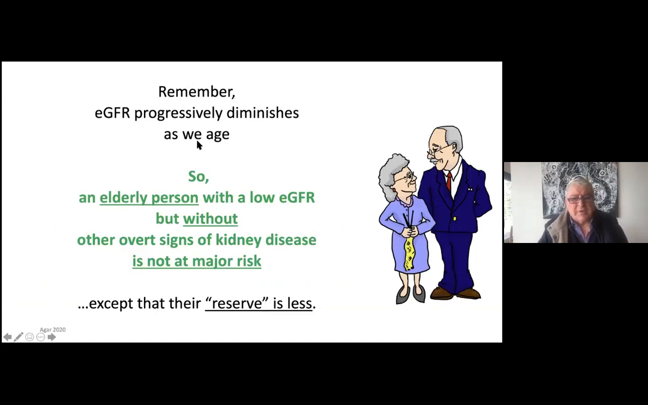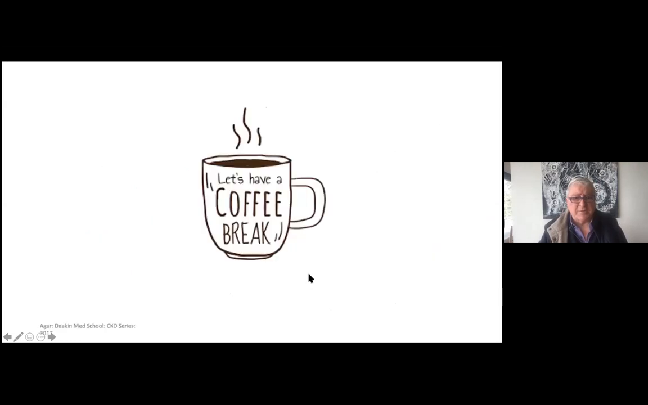Remembering that the eGFR diminishes as we get older, an elderly person with a low GFR without other overt symptoms of kidney disease is not really at major risk. Their reserve is less. So if an older person, 70 or 80, who's already got an eGFR down in the 50 to 60 range, then gets additional renal disease, they're starting off at a lower baseline, and so they have less reserve to play with.